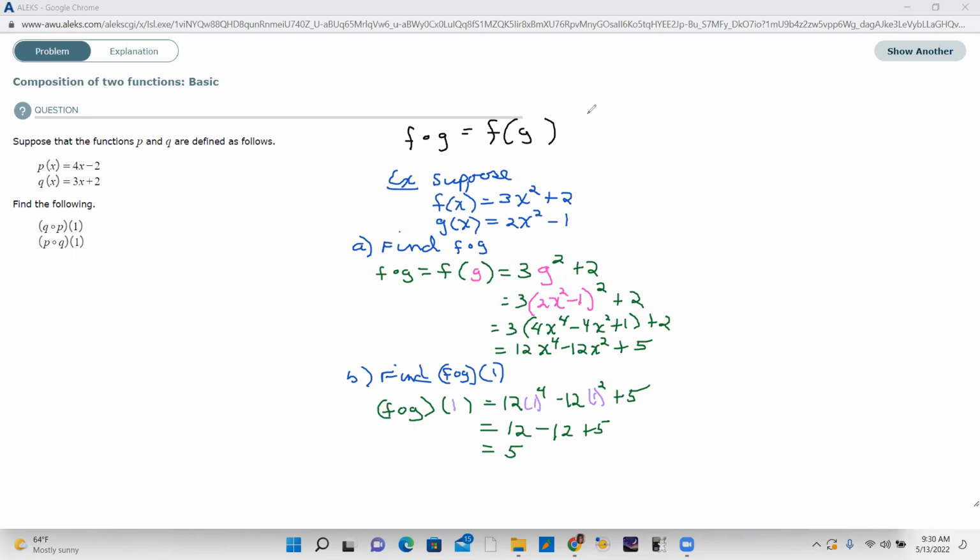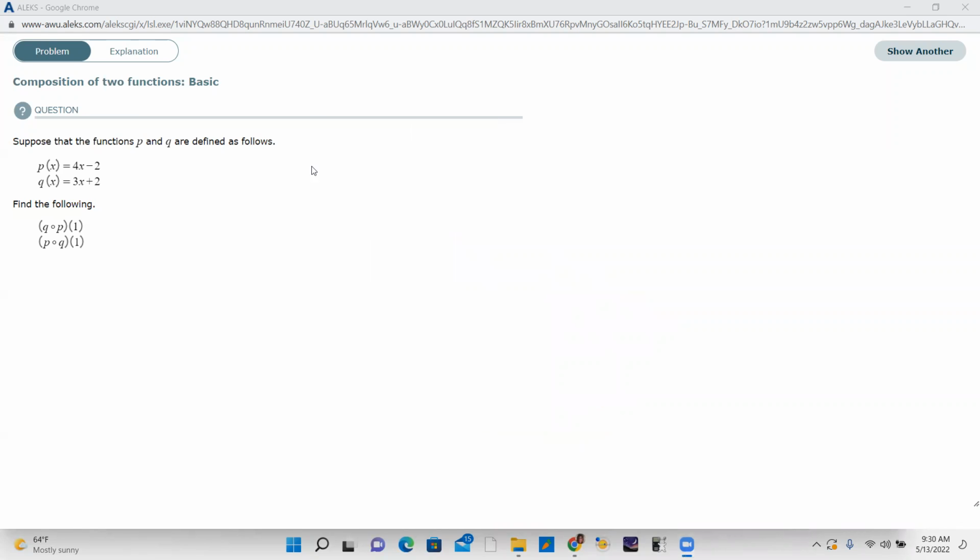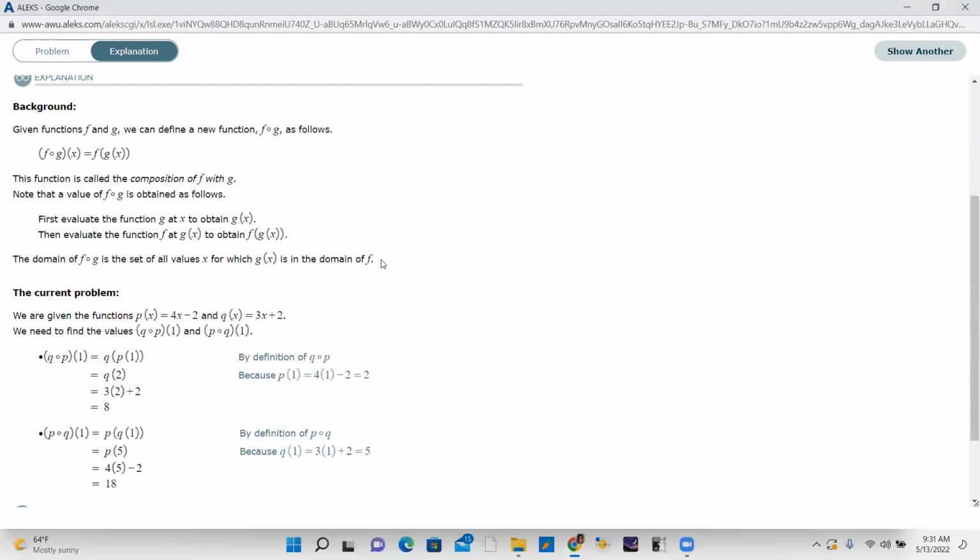Okay. So here, you're being asked to find Q composed with P and P composed with Q, both of 1. So you just do it both ways. F of G is the composition of F with G.